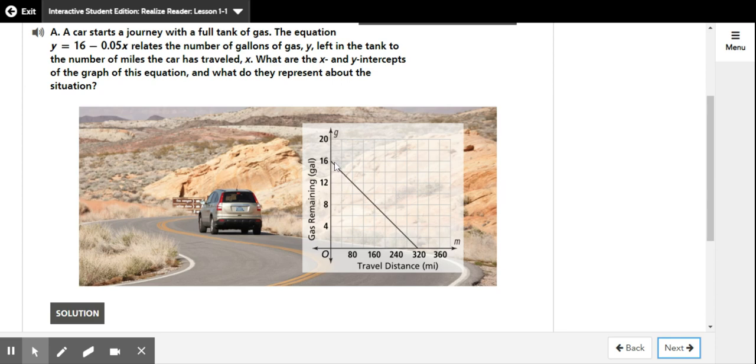It also makes sense that the line is only in the first quadrant, like it doesn't extend to the left and it doesn't extend down. Reason being, the initial distance traveled is 0. When you start your journey, you're at mile 0. There's no negative distance. It doesn't make sense, right? And the gas remaining in your car can't go below 0, right? You can't have negative gas in your car. That doesn't make sense. So it's going to stop at those points.